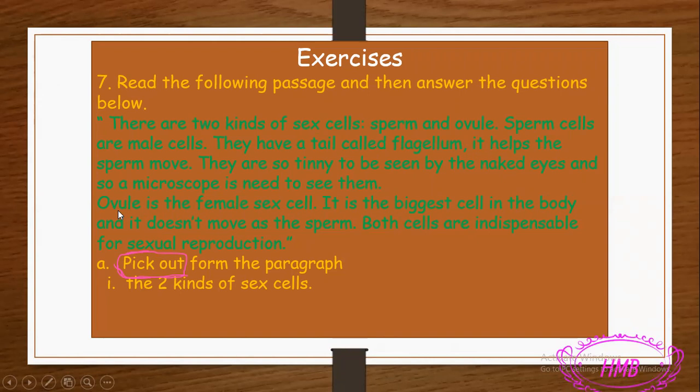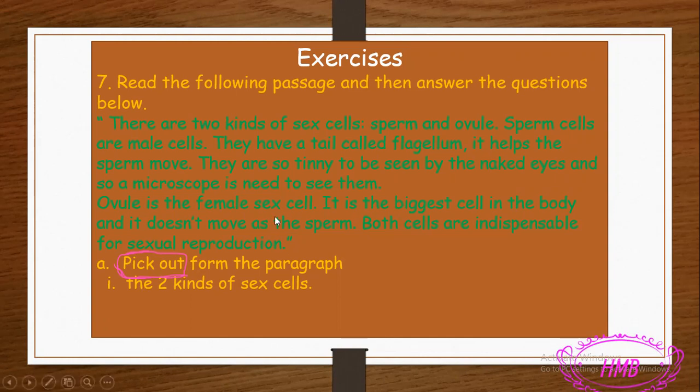The second paragraph. Ovule is the female sex cell. It's the biggest cell in the body and it does not move as the sperm. Both cells, sperm and the ovule, are indispensable and they are very important for sexual reproduction. Pay attention, and sometimes in the paragraph you can have certain terms or vocabulary or words that the teacher didn't explain in the class. Forget about them. It's important to understand the main idea of the paragraph, even if you have words that you don't understand. First of all, pick out the two kinds of sex cells.